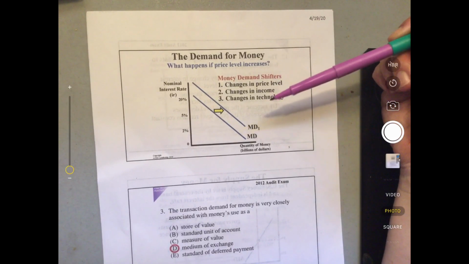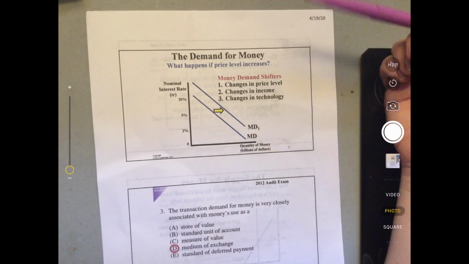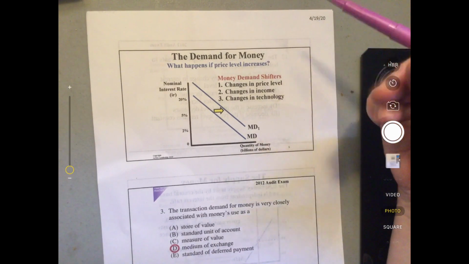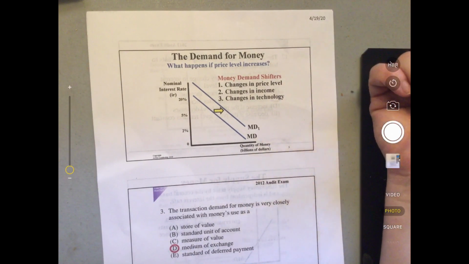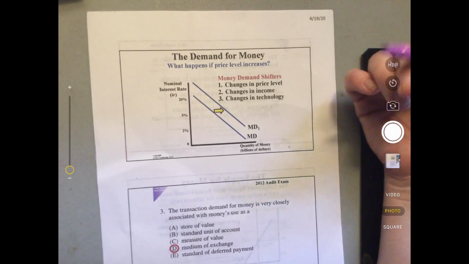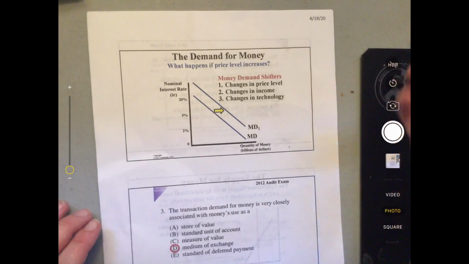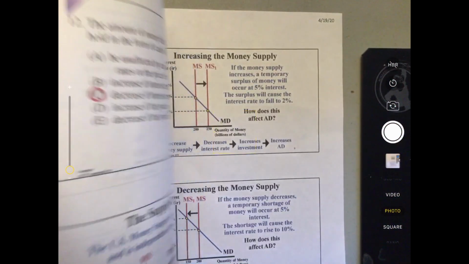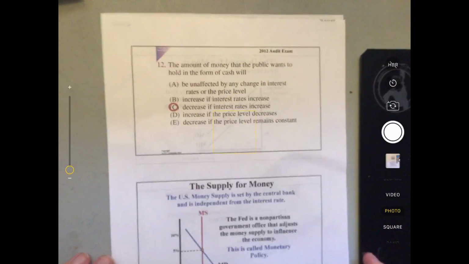And things like changes in technology. What if we have online banking now, and great credit card systems, things like that? Well, are we actually going to need this cash? No, we wouldn't. So the demand for money would decrease with better technology or better banking technology. All right, there are a couple of multiple choice questions you can go through in Clifford's slides.